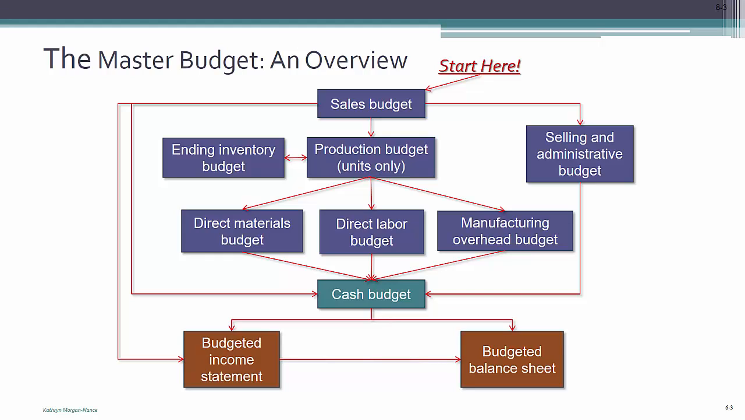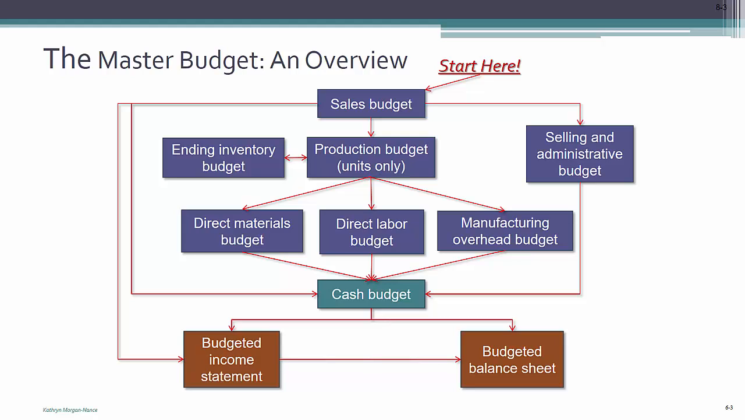The production budget is prepared after the sales budget. It lists the number of units that must be produced during each budget period to meet sales needs and to provide for the desired ending inventory. The production budget in turn directly influences the direct materials, the direct labor, and the manufacturing overhead budgets, which in turn enable preparation of the ending finished goods inventory budget. We're not going to cover that budget.